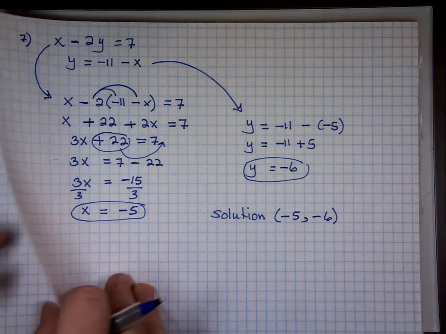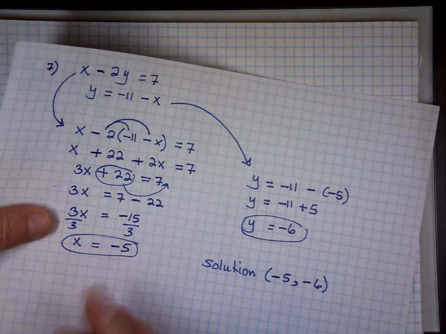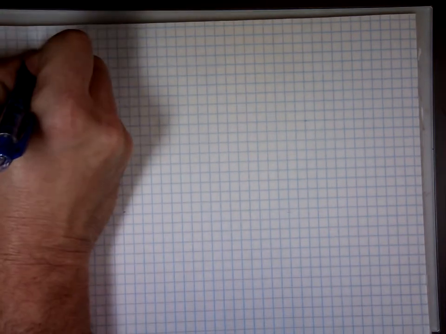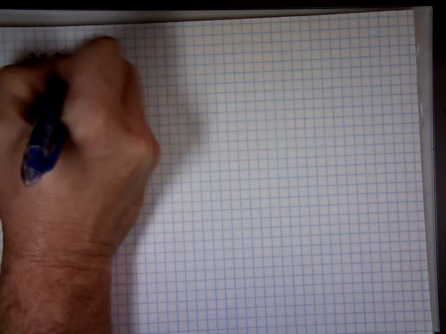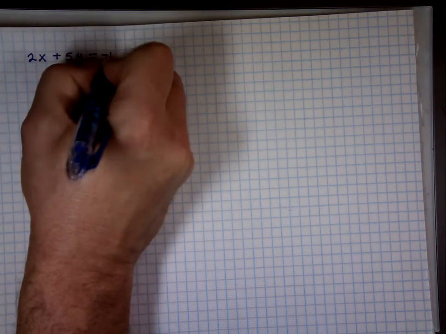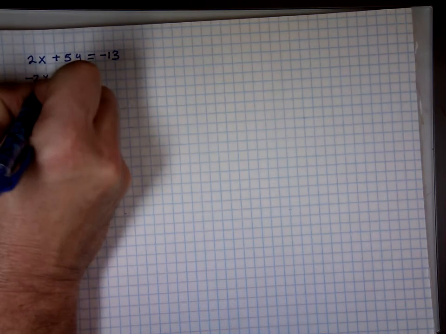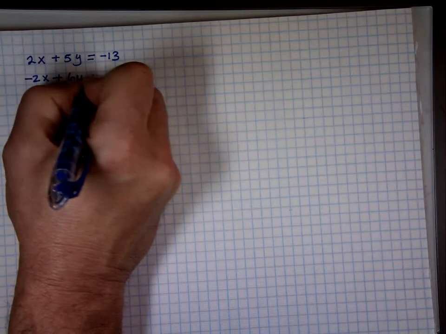In some cases, substitution might not be the best way. Elimination might be better. So let's take this example. 2x plus 5y equals negative 13. Negative 2x plus 6y equals negative 20.